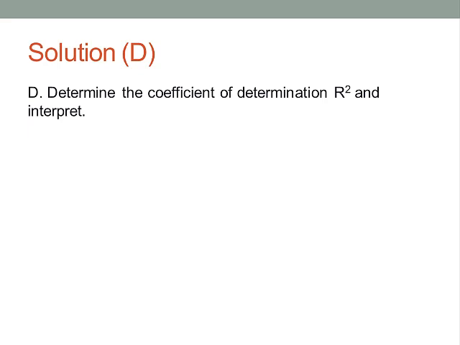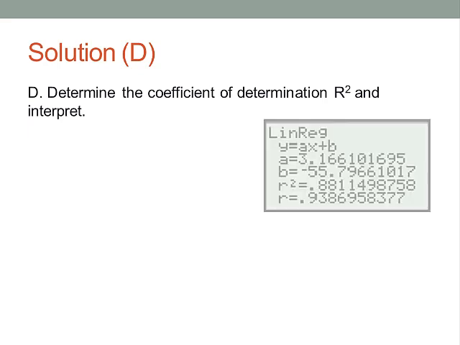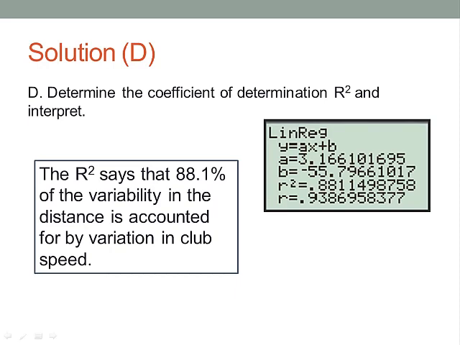Determine the coefficient of determination, r squared, and interpret. I meant to have that box come up a little bit later, but anyway, there is our r squared value right here at about 88.1%. So r squared says that 88.1% of the variability in the distance, the response variable, the y variable, is accounted for by variation in the club speed, the explanatory variable.